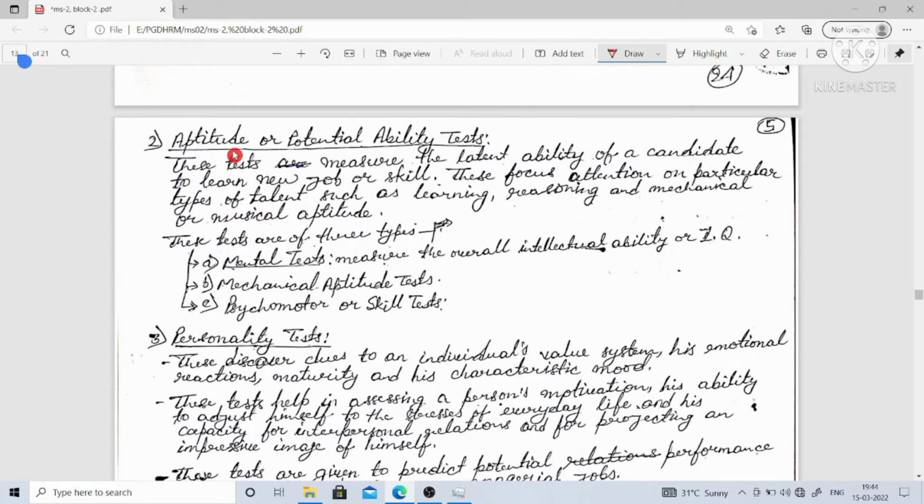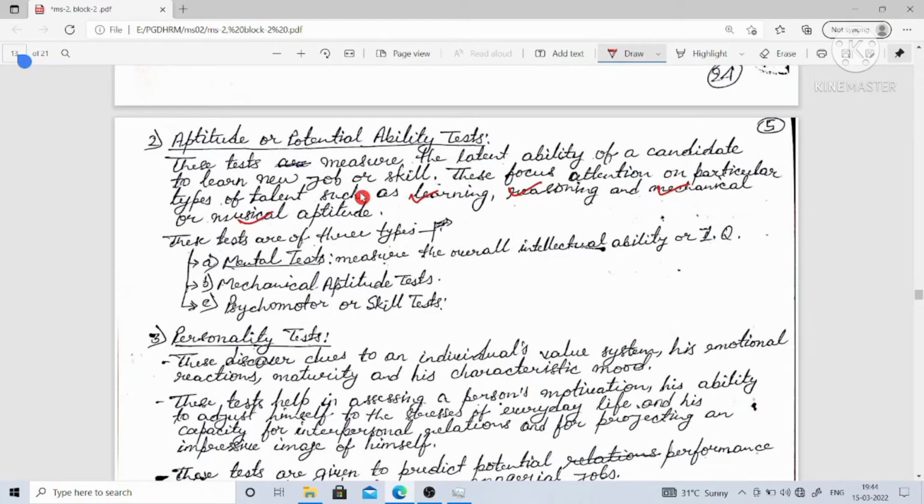The focus here is attention on particular types of talents such as learning, reasoning. So the focus is on learning, reasoning, mechanical or musical aptitudes. It means whether the person is able to learn new things or not. That is the main focus of this test, the aptitude or potential ability test.